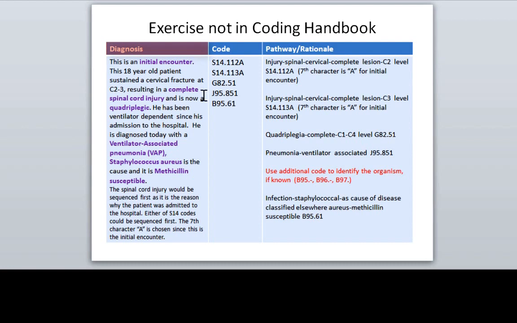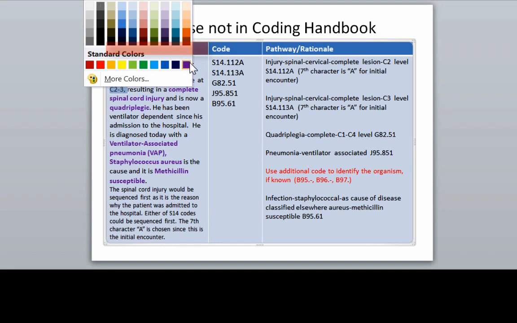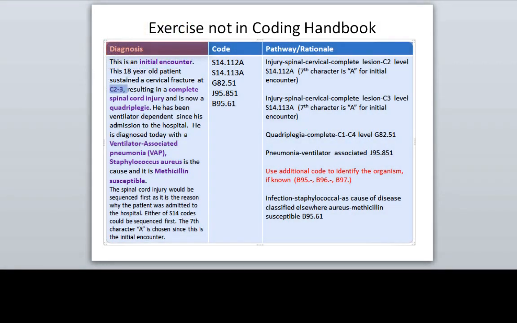The cervical fracture, it is complete, meaning the spinal cord was completely severed at these 2 levels. I should have highlighted these 2 as well. Let's do that. C2-3, complete. It is a spinal cord injury. The patient is a quad. He's diagnosed with ventilator-associated pneumonia. Staphylococcus aureus is our cause, and it's methicillin susceptible.